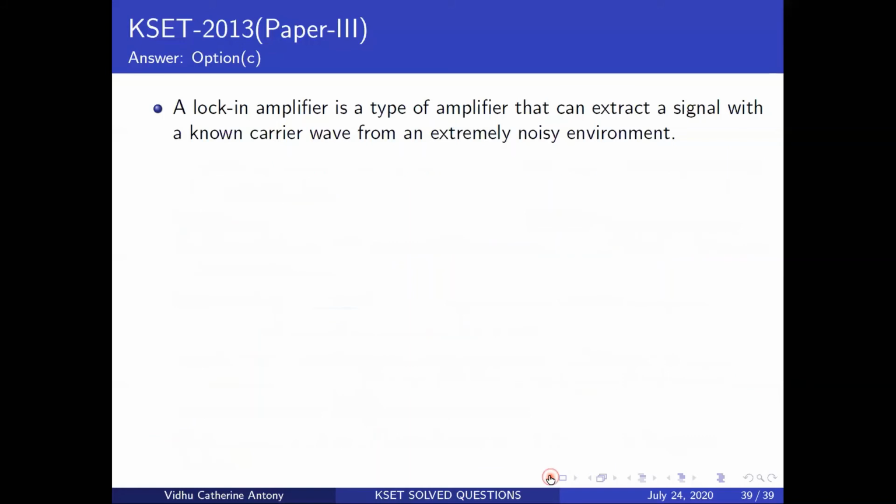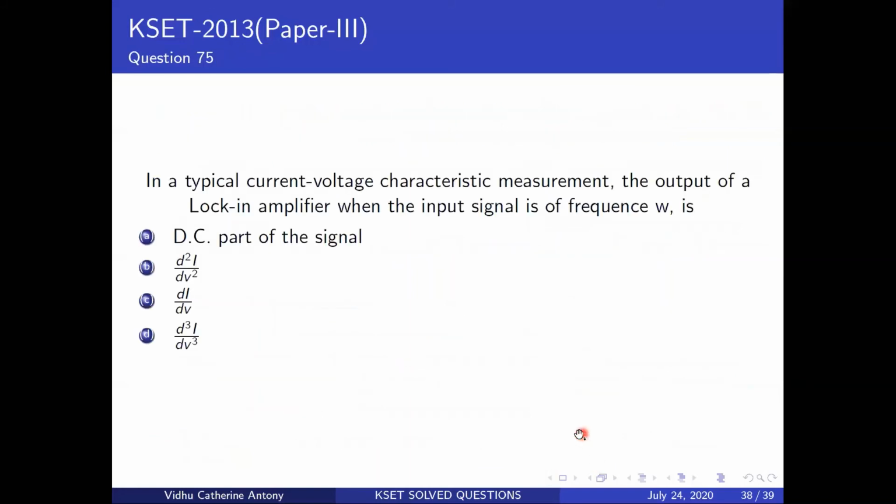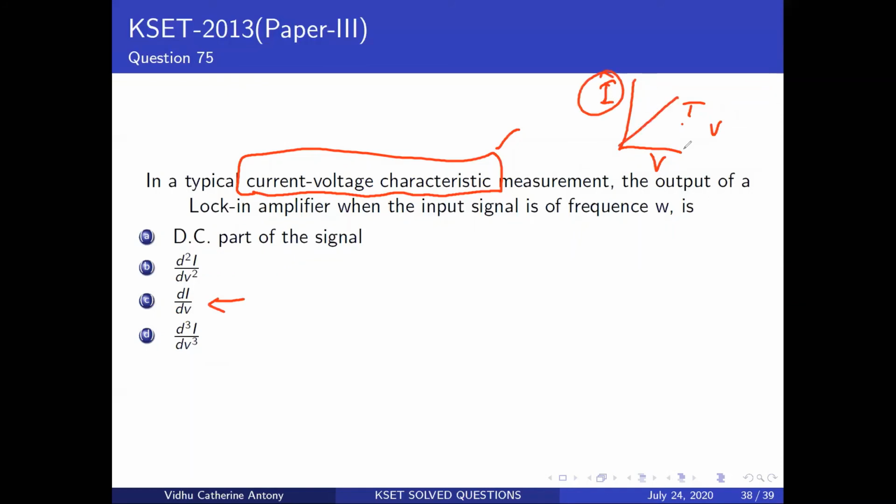So let's look at this. If you do not know anything, the first thing you're supposed to do is look at what they're looking at: the typical current-voltage characteristic. Usually they take an I versus V plot. They're looking at current-voltage characteristics, so you should know it's related to your I and V. That's one way you could decide it's looking at the change in I with respect to the change in V, if you know nothing about lock-in amplifiers.